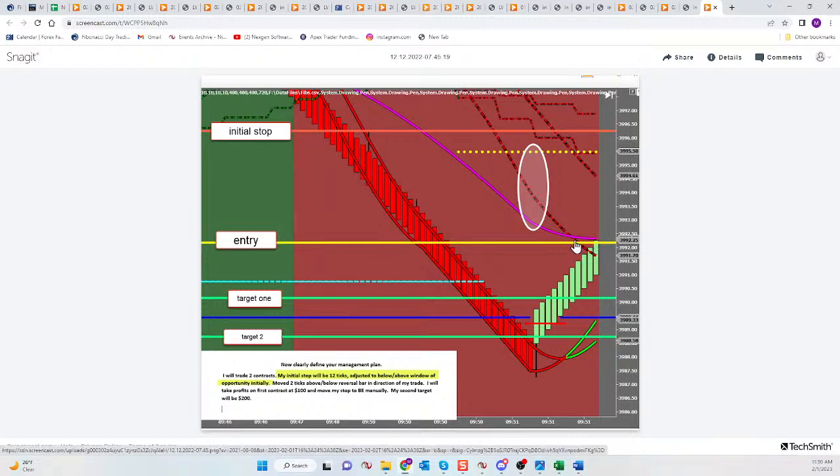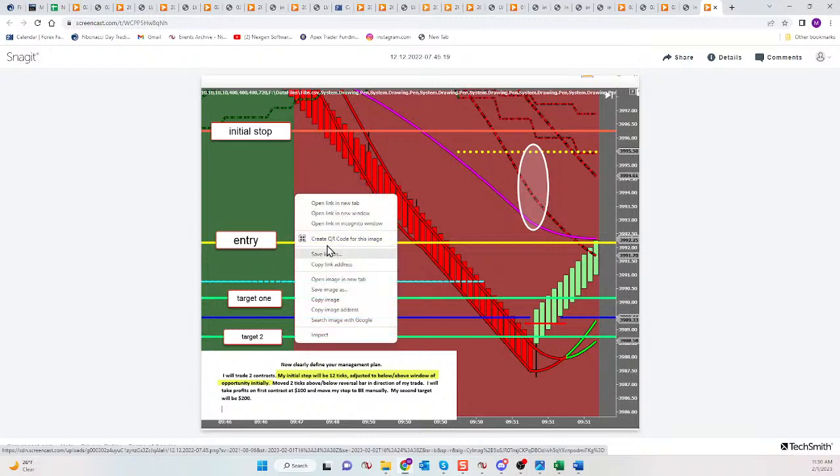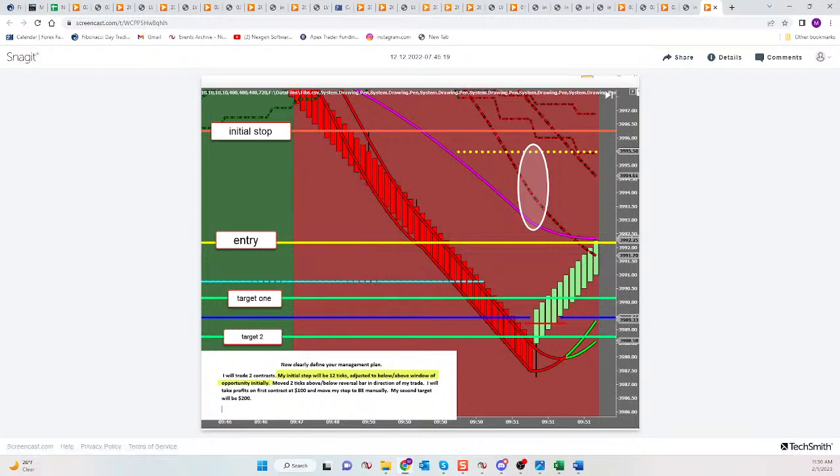If I take an entry at an area of resistance inside of favorable large triggers, and see how I've defined that management plan down here at the bottom, my initial stop will be 12 ticks adjusted above or below the window of opportunity. You can see that my stop is up here. It's above that highest point of resistance, and my targets are already in place when I enter. Everybody with me on this one? Here's your entry, your initial stop, and your targets, all clearly defined through a mechanical management plan.